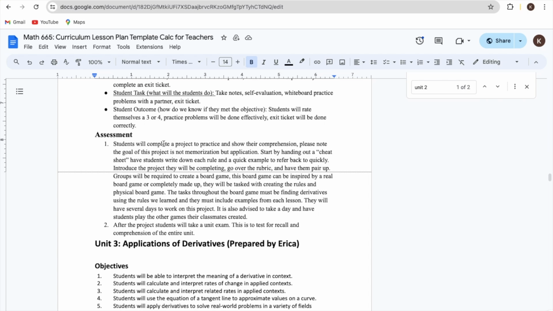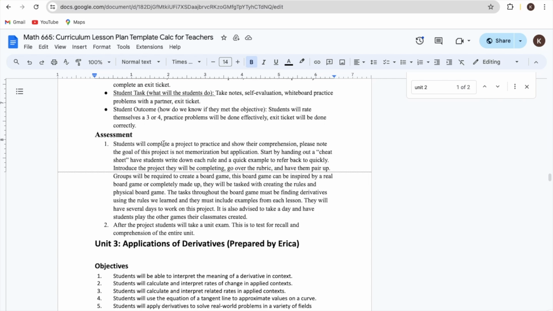The first part is a project that they're going to do. This isn't necessarily an application project, it's more of a fun project to help them really cement those rules into place. So this project is all about creating a board game. It can be any board game they want based on one that is already created, like Monopoly, or if they want to completely make up a new one, that's totally fine. They have to make up the rules and the physical board game. And the tasks for the board game will be finding derivatives using the rules that we've learned from each lesson.